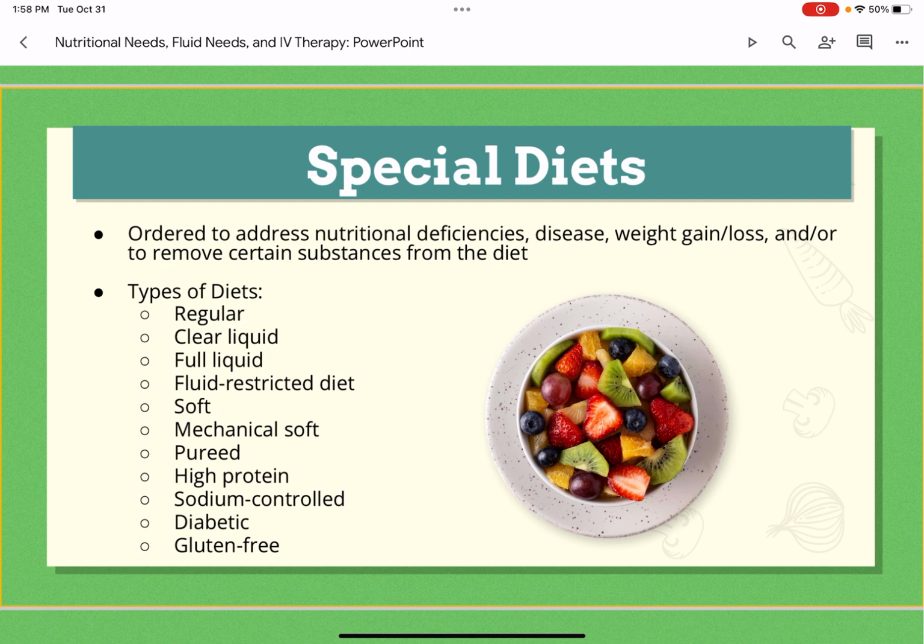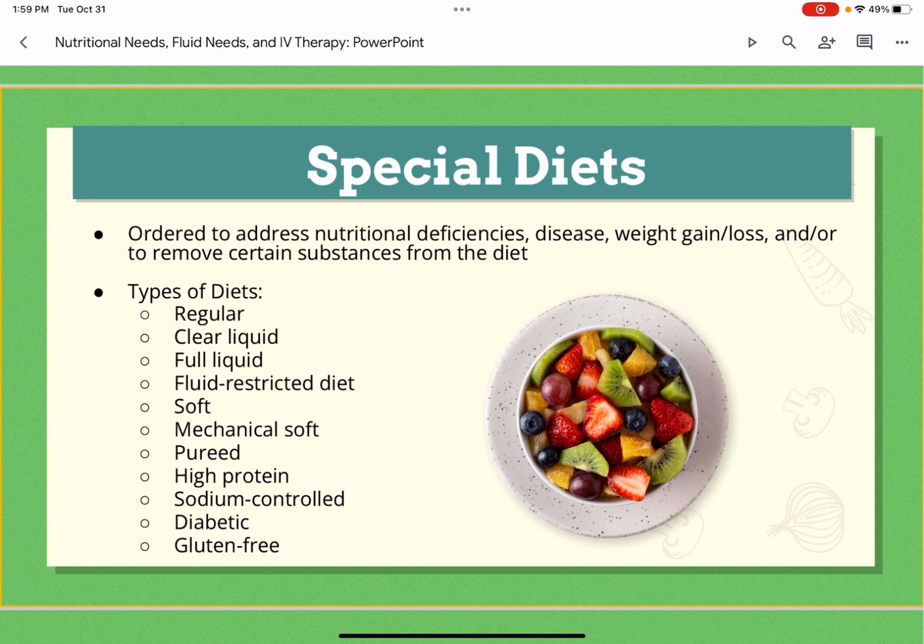It does not provide enough nutrients to maintain health for a long period of time. A full liquid diet consists of foods and liquids that can be poured at room temperature. This includes foods on the clear liquid diet and also includes strained soups, milk, milkshakes, plain ice cream, plain pudding, and yogurt. A fluid-restricted diet is ordered for residents with heart or kidney disease. It identifies the specific amount of fluids a person can have in a 24-hour period.